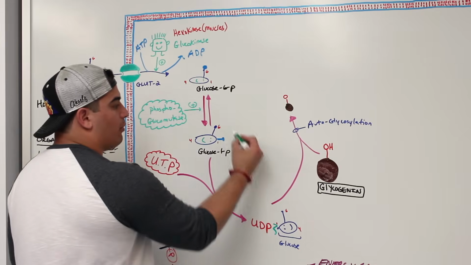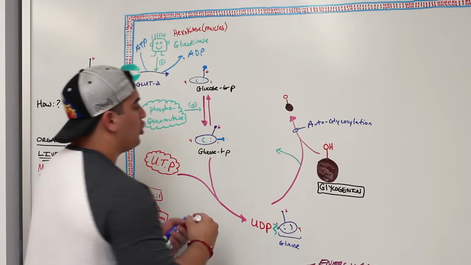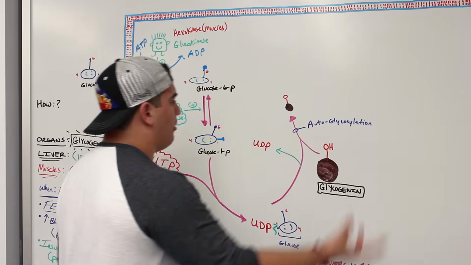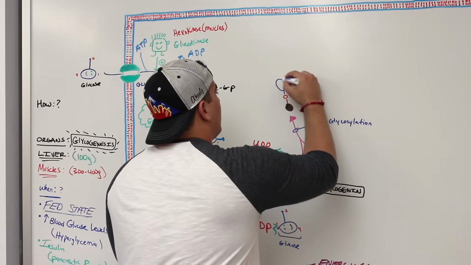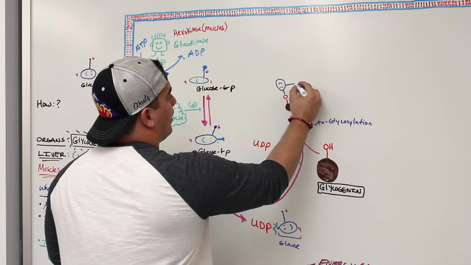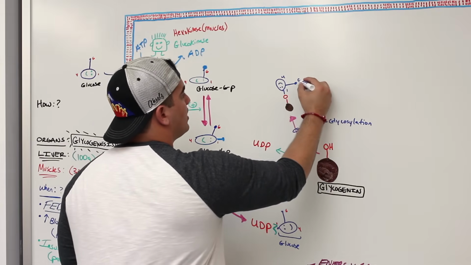And what am I going to release out of this process? I'm going to release out UDP. And that'll go on later to actually combine with the phosphate to make UTP. But then I'm going to combine onto this a glucose molecule. Okay, and then what would be coming off here to the side? This would be the 6 carbon. So here's my 1 carbon, 4 carbon, 6 carbon.